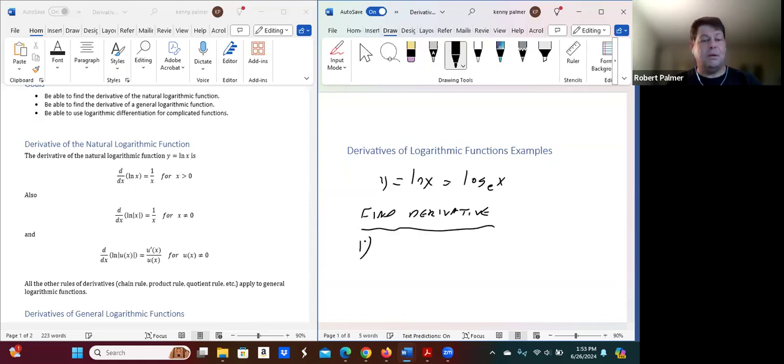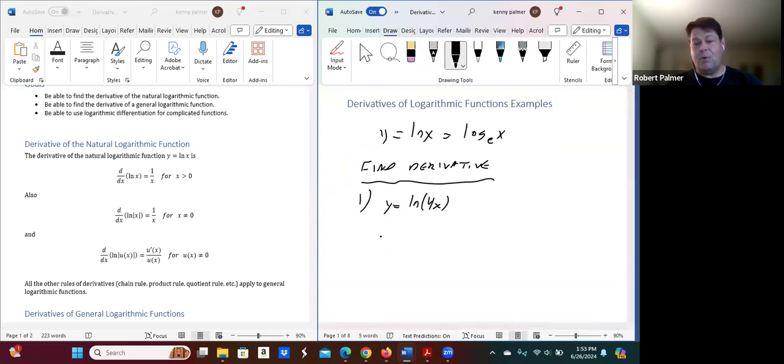Okay, so number one, let's start with something like y equals natural log of, say, 4x. Okay, something simple to start out with. So we do y prime, or dy over dx. This is the chain rule. So now the natural log of something, we know from this rule that's 1 over the something. Then the derivative of the something, in this case 4x, the derivative of that is just 4. In this case, we also get just 1 over x.